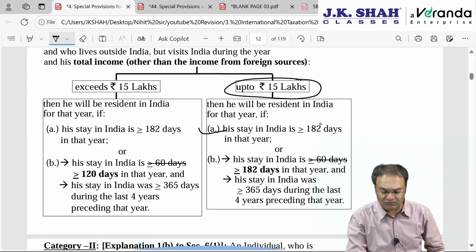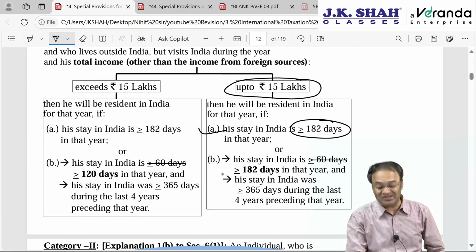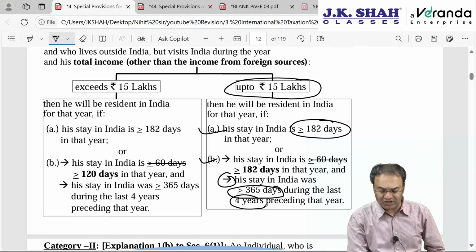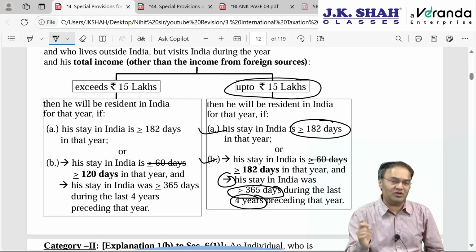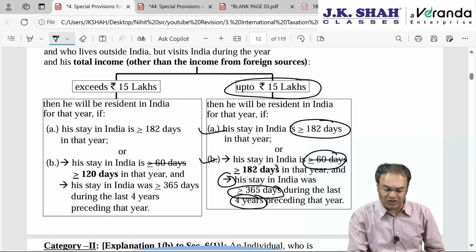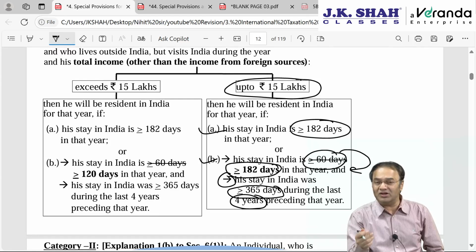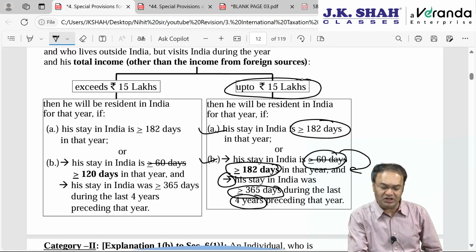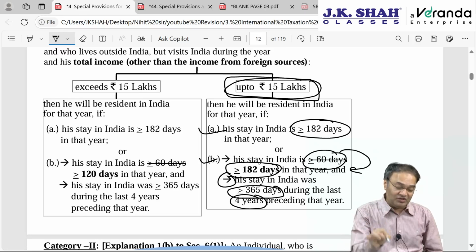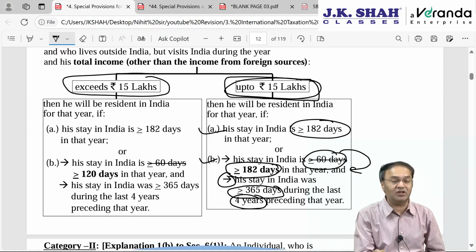First basic condition: 182 days or more. Second basic condition, second part again: 365 days or more in the preceding 4 years. Everything will remain the same, only the first part of the second basic condition, 60 days, is to be replaced by 182. That we were doing otherwise also in category 1. Answer: this is exactly like category 1, provided his Indian income is up to 15 lakh. If his Indian income exceeds 15 lakh, then that will create a problem.